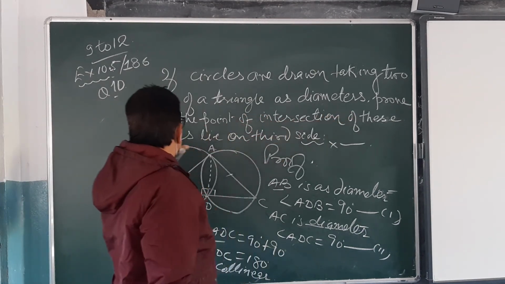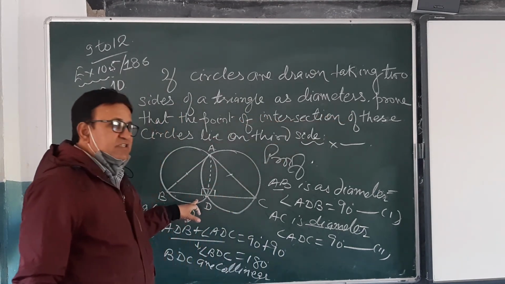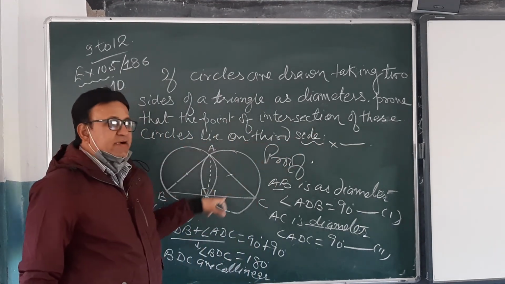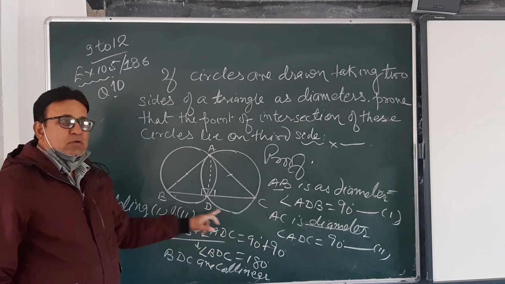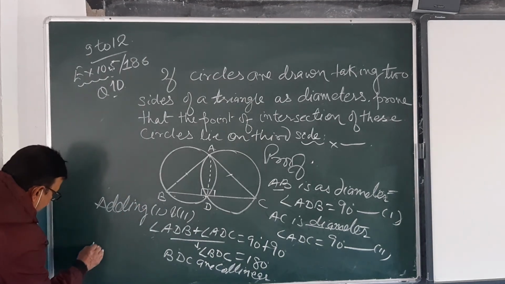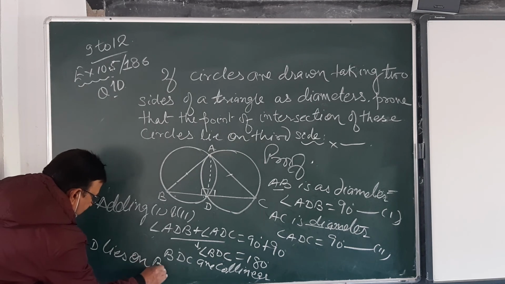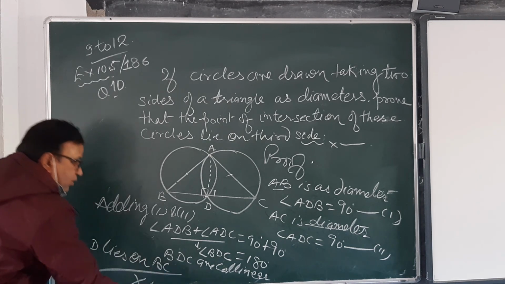Now we have proved that the point of intersection lies on the third side. So D lies on BC. Hence D lies on BC, hence proved.